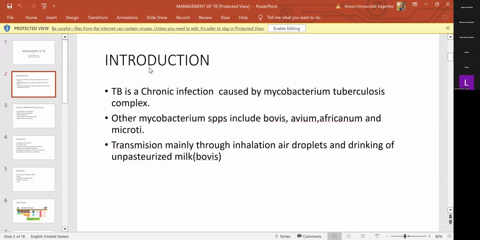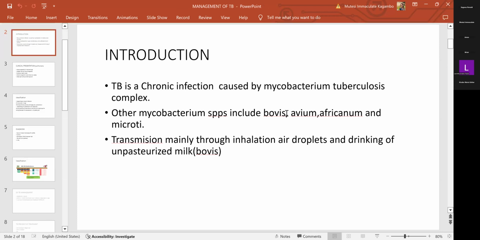We have about 5 species. There's actually one that I omitted here. You can add it. We have Mycobacterium tuberculosis itself, the commonest. And then we have Mycobacterium bovis. We have Mycobacterium avium, africanum.